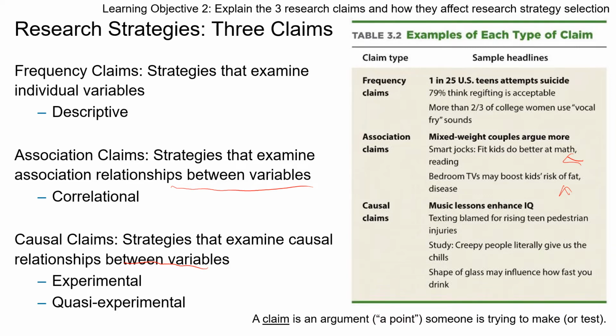So looking at the research designs, frequency claims use descriptive research designs, association claims use correlational research designs, and causal claims will use experimental and sometimes quasi-experimental research designs. Experimental is more controlled, but quasi-experimental still can fall into this.